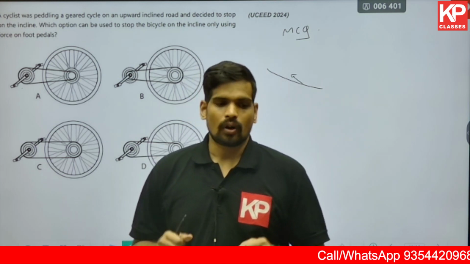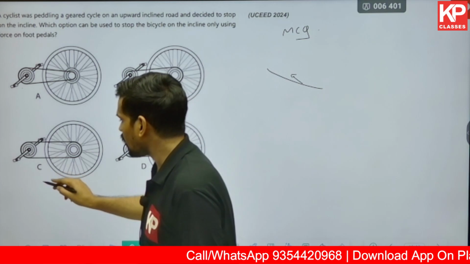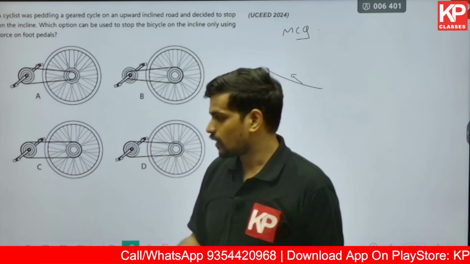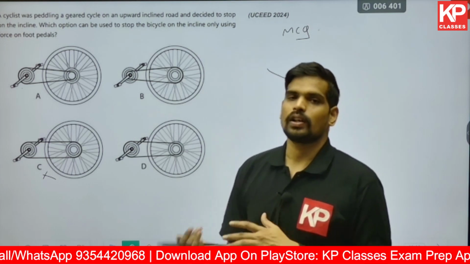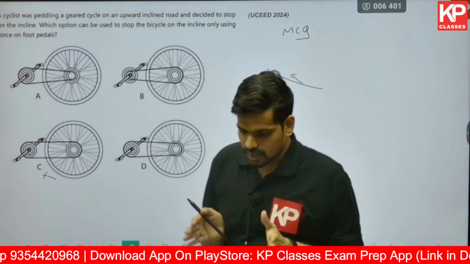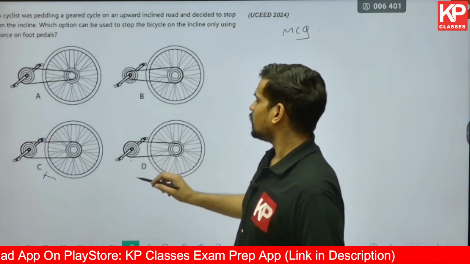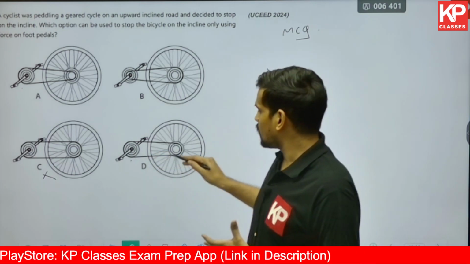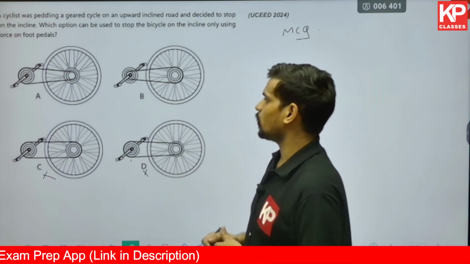Probably the cycle can stop, but the force required will be very huge and humanly could be impossible. So you're not using any mechanical advantage over here. So this cannot be the answer, because the force applied and the input and output are the same. So you have to select an option where input is less, output is more, right? Here the driver is large, the driven is small. So the input will be higher, the output will be less. So this also cannot be the answer.